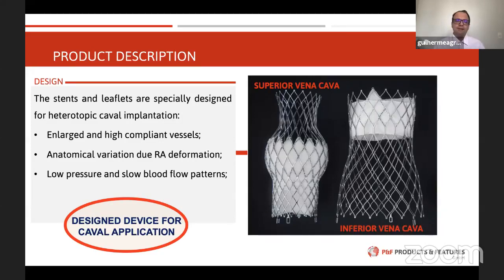And for these devices, we are implanting valves in a system with a very low pressure and a very slow velocity blood flow. Then our stents and our leaflets are especially designed for this application. Then we need to have a valve working with low pressure gradients. Then the leaflets are softer than other valves, and they need to close and open completely to have the final result according to our specification. Then these parts have specially designed features.